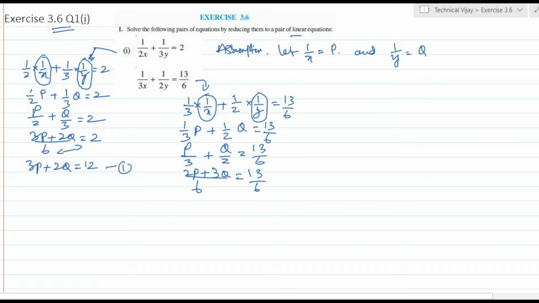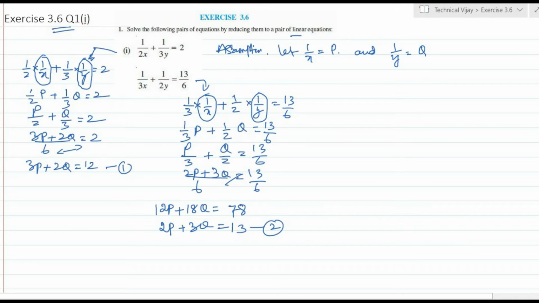So here cross multiplication: 6 into 13 and 6 into this factor. So 6 into 2 is 12, that is 12p, plus 6 into 3 is 18q, is equal to 13 into 6, which is 78. The whole equation can be divided by 6, so that 6 twos are 12, that is 2p plus 3q is equal to 13. So this we can call equation 2.